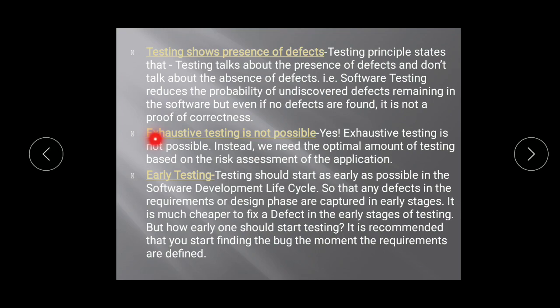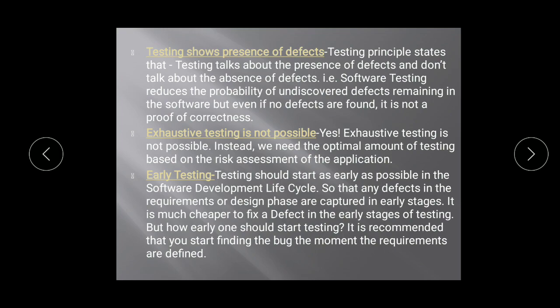Second one is exhaustive testing is not possible. Exhaustive testing means we cannot say at the second module or third module, as an example, that yes, my testing is done and hence further till the deployment process there will be no defect or error in the product or in the software. So this is not possible.